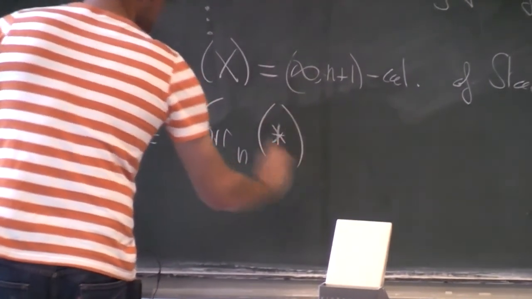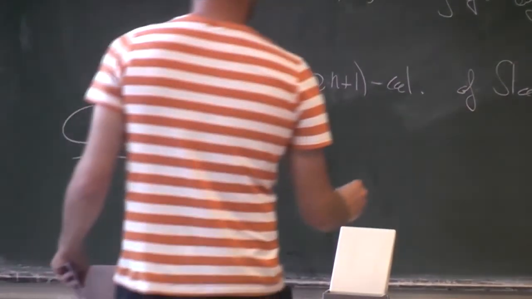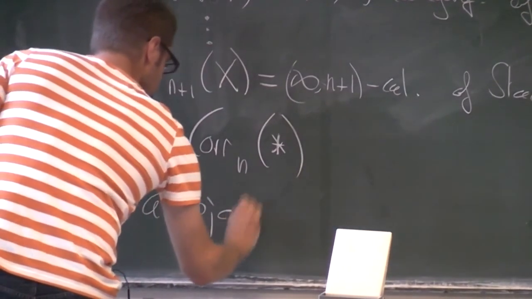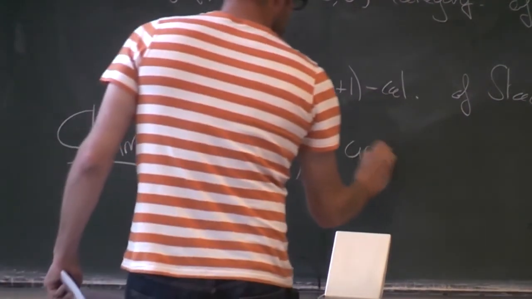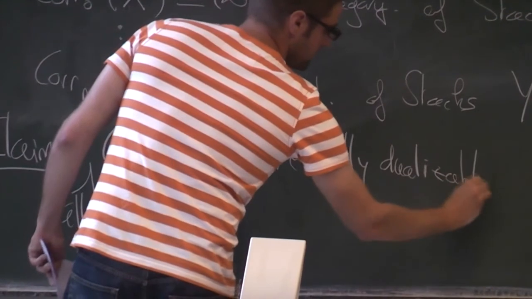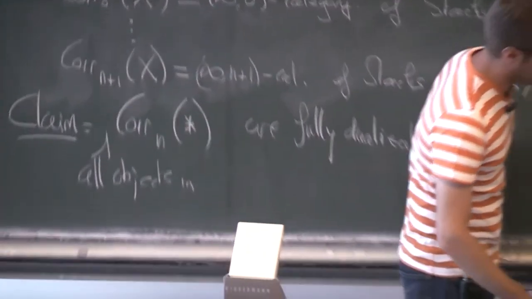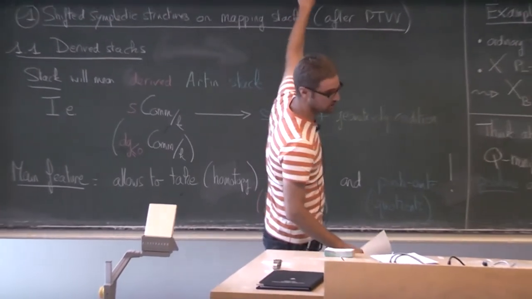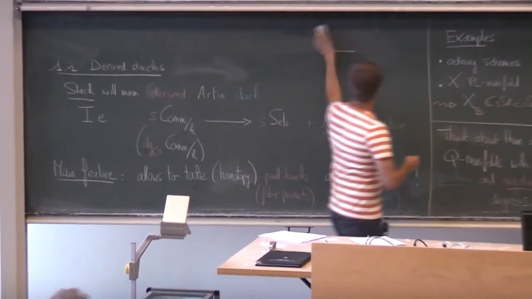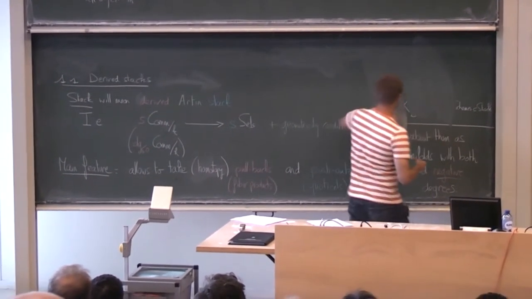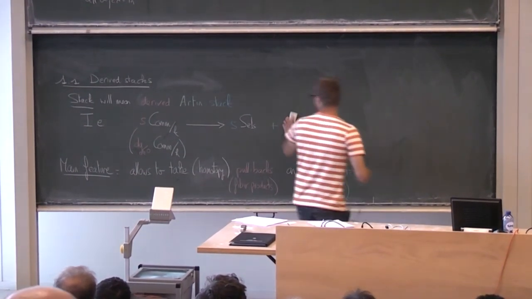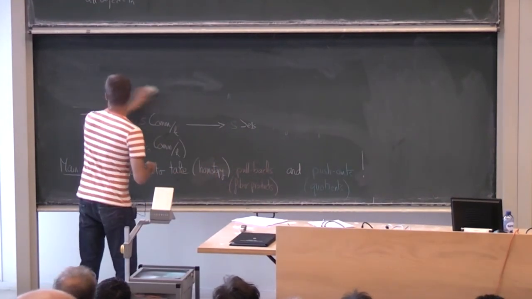core n of, let's say, the point, all objects in core n of the point are what is called fully dualizable. And I'm not going to explain this because it will be quite complicated, but what I can tell you is a consequence of this. The consequence is that it will produce just for free, thanks to a result of Lurie, a fully extended TFT.